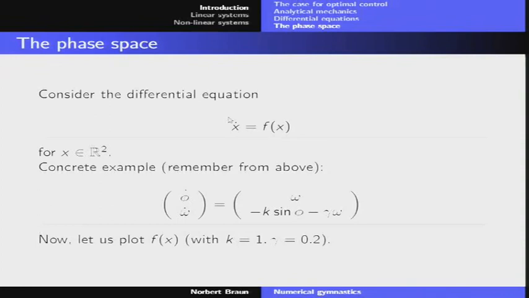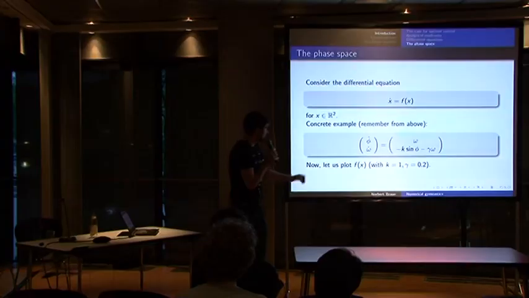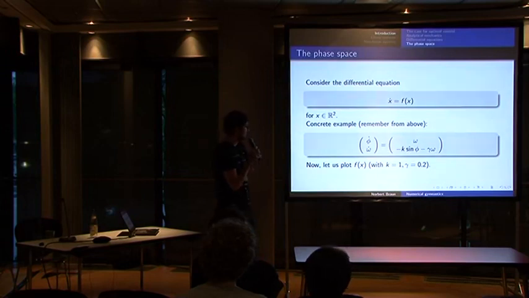But first we stay at the linear part. So we consider this differential equation again and let x be a two-dimensional vector for now. A concrete example is the equation for the pendulum we just saw. Now let's plot this f of x. And let's have concrete values, k equal 1, gamma equal 0.2.